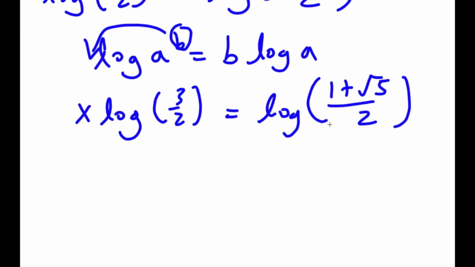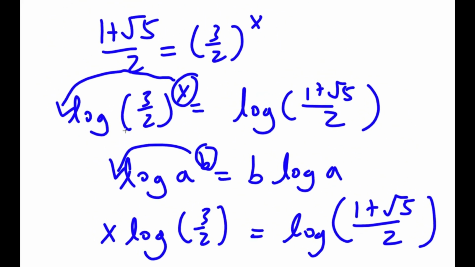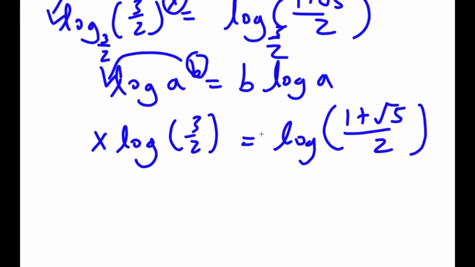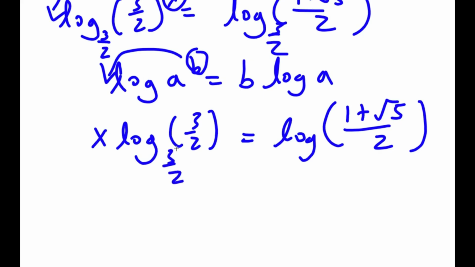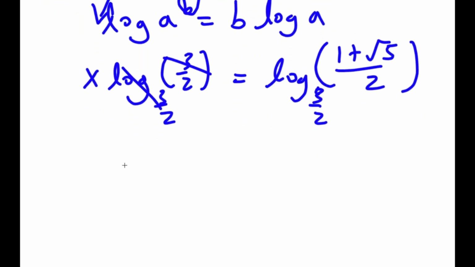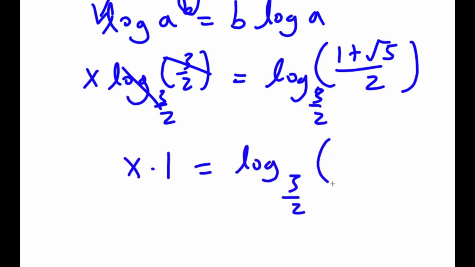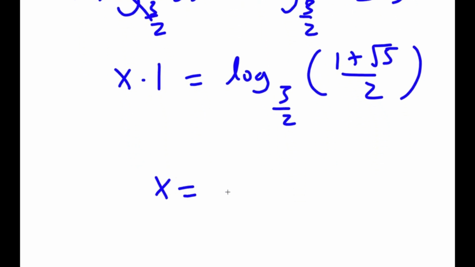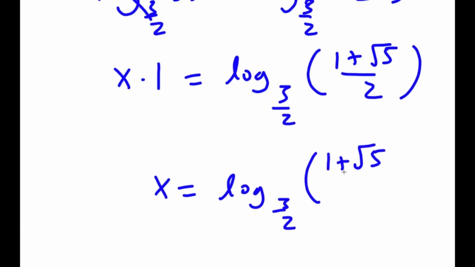Now, when I said log on both sides, this was to the base of 3 over 2. So if I have x times log base 3 over 2 of 3 over 2, these two will simply cancel out, and this is also base 3 over 2. And I will have x times 1 is equal to log base 3 over 2 of 1 plus the square root of 5 over 2. So now this means that x is equal to log base 3 over 2 of 1 plus square root of 5 over 2.